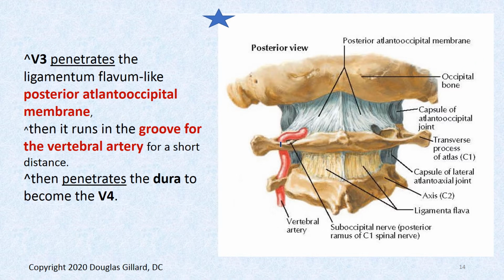See how it comes out, and then it penetrates this. It looks like ligamentum flavum, but it's not. It's called the posterior atlanto, meaning atlas, occipital, meaning occiput, so it runs between the atlas and occiput. And it's really too thin to be a ligament, so they call it a membrane. So that's the posterior atlanto-occipital membrane. It's clinically really important. I'm going to get off my slides for a second.